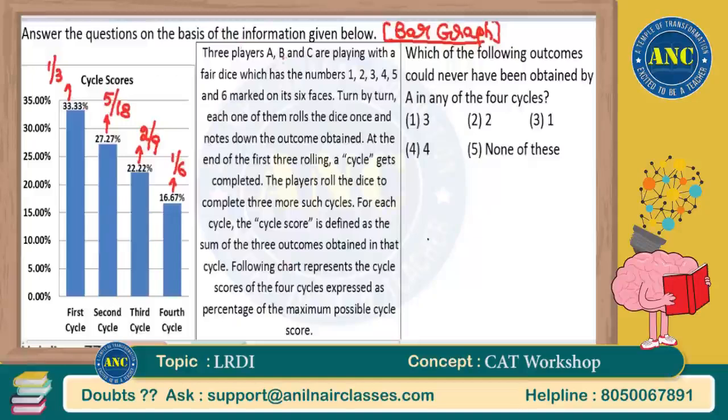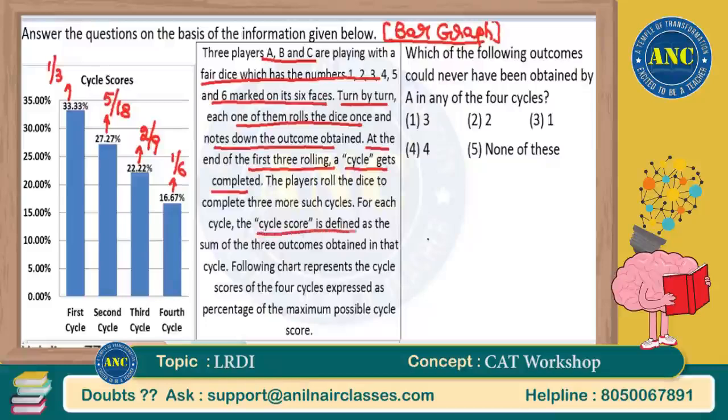Read the question once. There are three players, A, B and C. They are playing with a fair die which has the numbers 1 to 6 marked on its 6 faces. Turn by turn, each one of them rolls the die once and notes down the outcome obtained. At the end of first three rollings, a cycle gets completed. So what is a cycle score? Cycle score is defined as the sum of the three outcomes obtained in that cycle. The cycle score is expressed as a percentage of maximum possible cycle score.